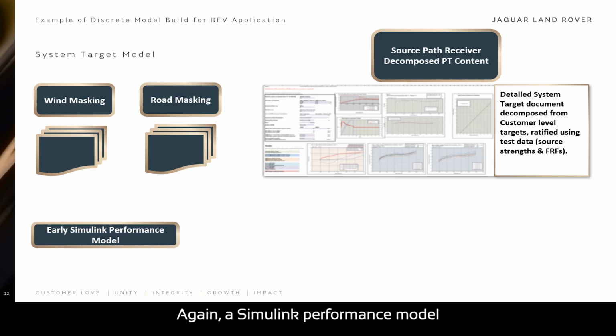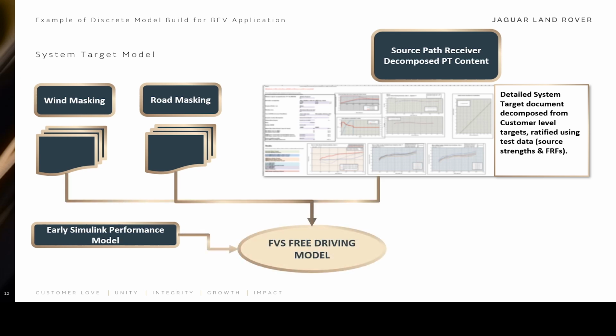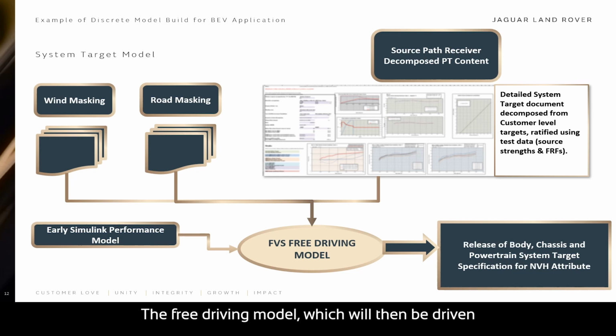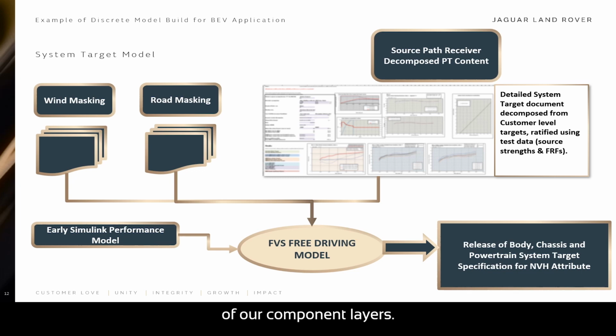Again, a Simulink performance model is then used. Evolution in terms of 1D performance of the car comes from the powertrain domain, and we build a free driving model. Now, the free driving model will then be driven by the key stakeholders, and then everything being correct and everyone being happy with the customer level performance of the vehicle, that gives us the green light to release the target decks to each of our component areas. So targets then would be cascaded to body, chassis, and powertrain.